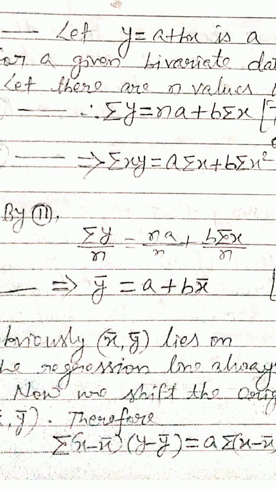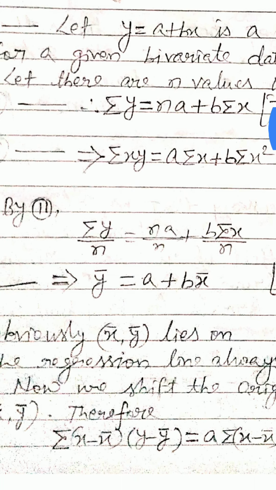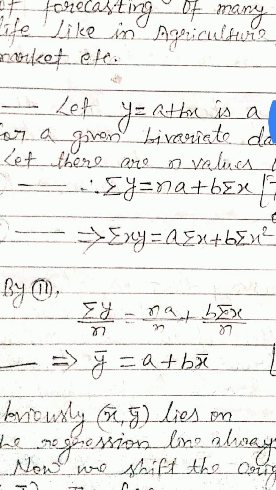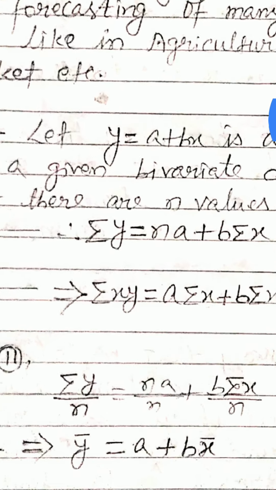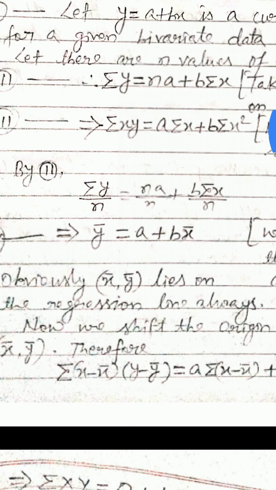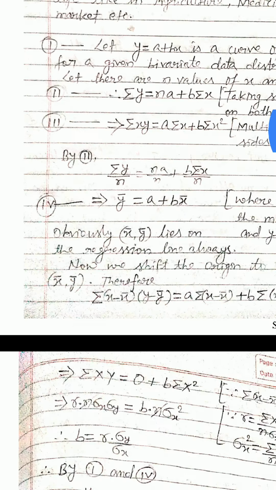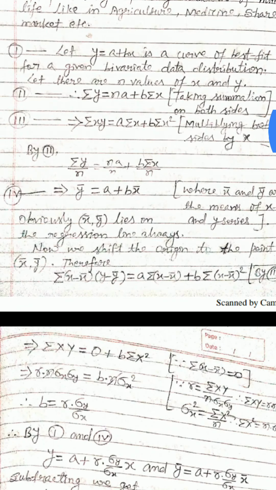So that means it is clear that the point (x bar, y bar) lies on the line y = a + bx. That means the point whose coordinates are the mean of the x series and the mean of the y series always lies on the regression line. One thing we note here: (x bar, y bar) always lies on the regression line.